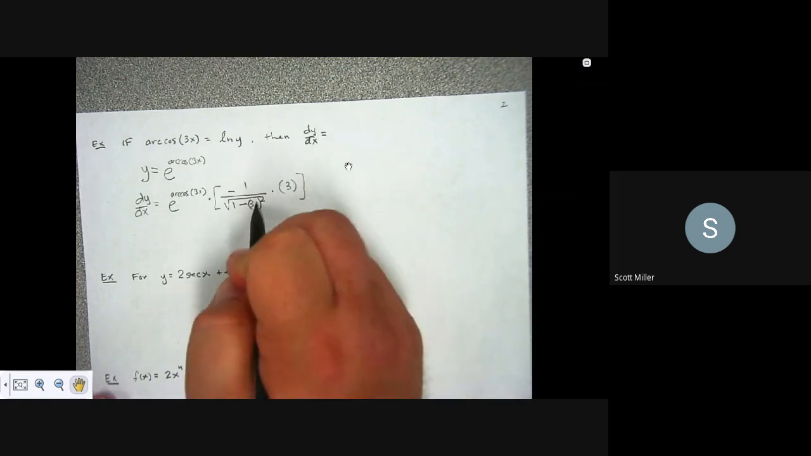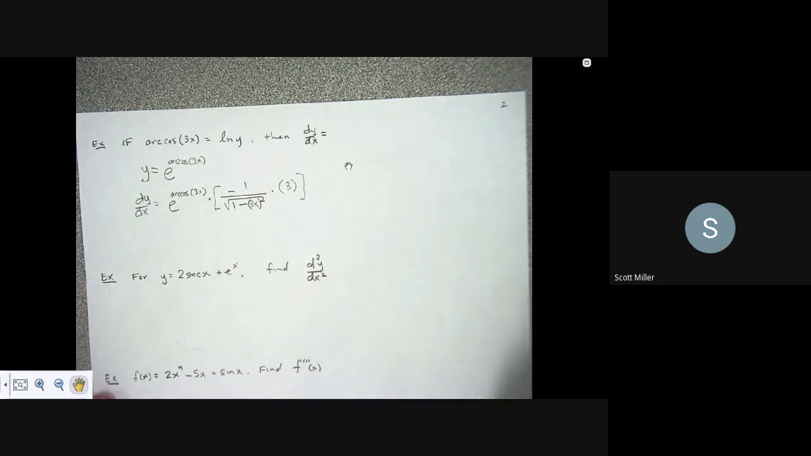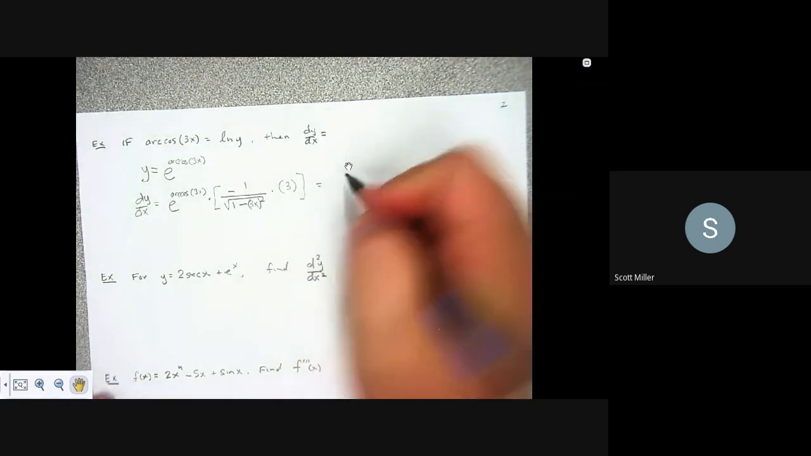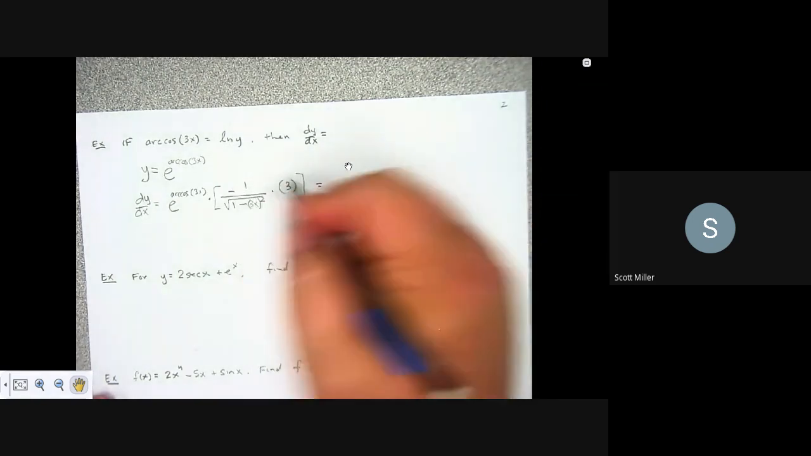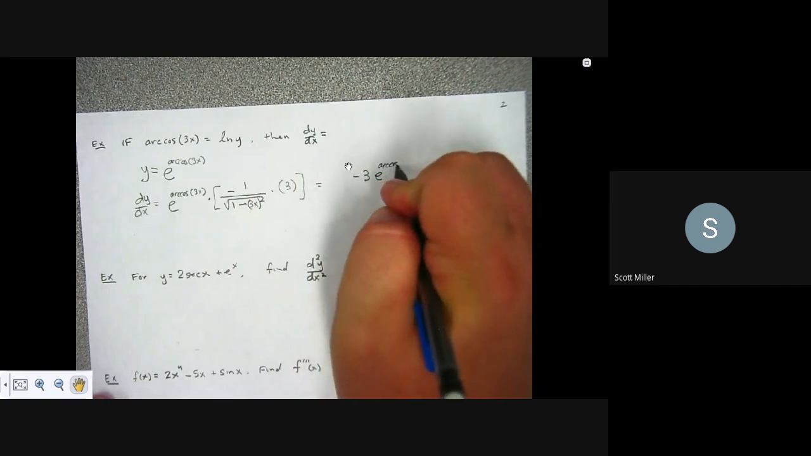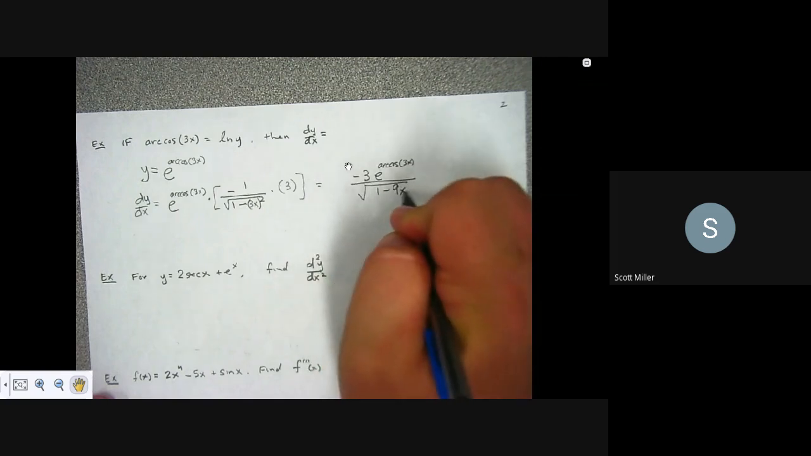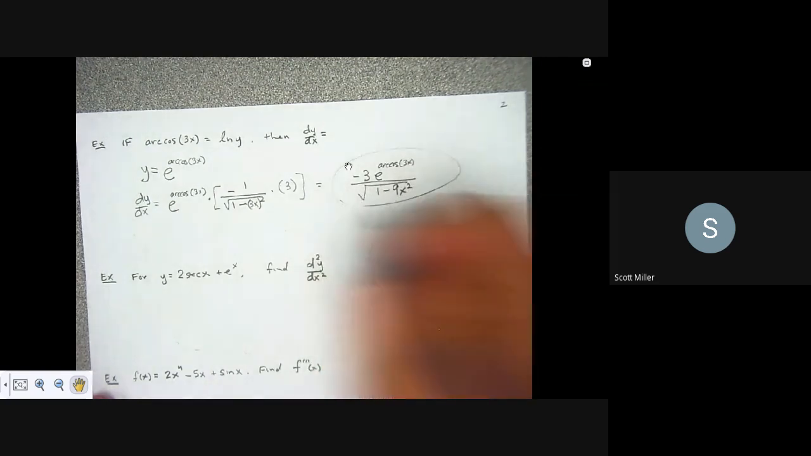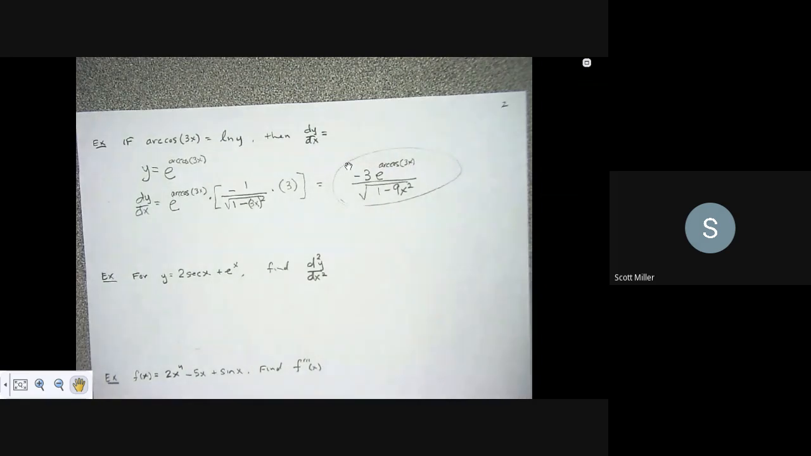So here is 3x. As I clean this up, I got a negative on top, a 3 on top, that on top. So I have a negative 3 e to the arccosine of 3x over the square root of 1 minus 9x squared. And that is a much easier way to do that derivative.